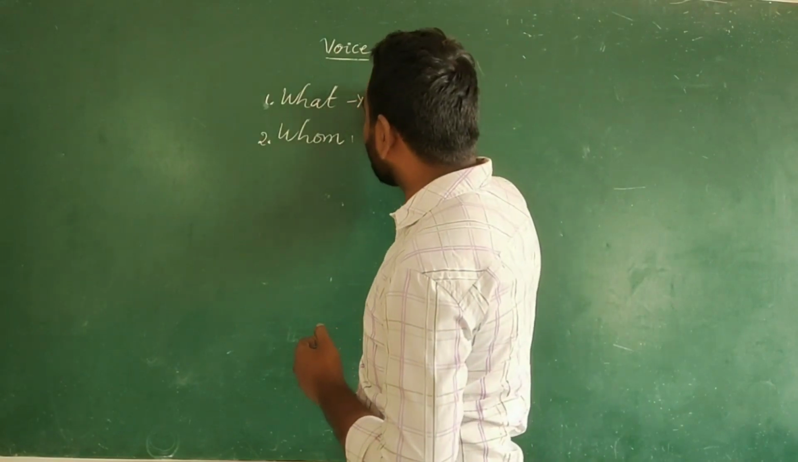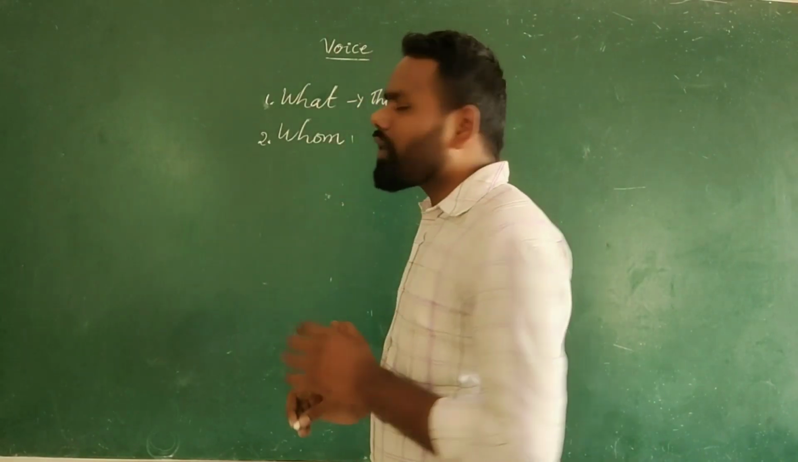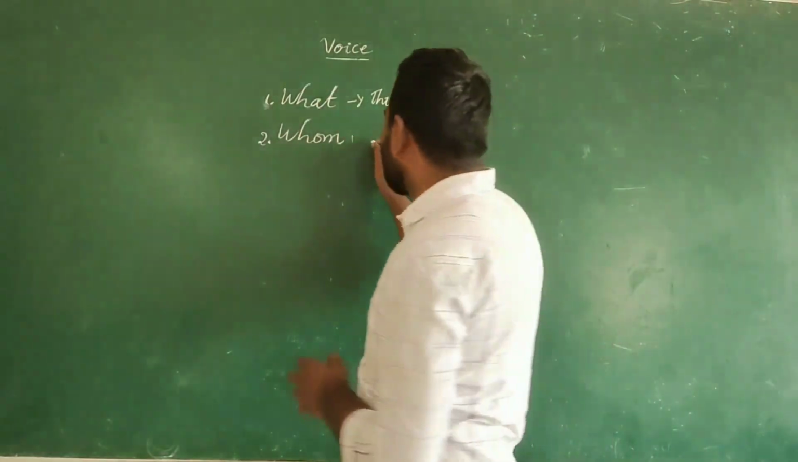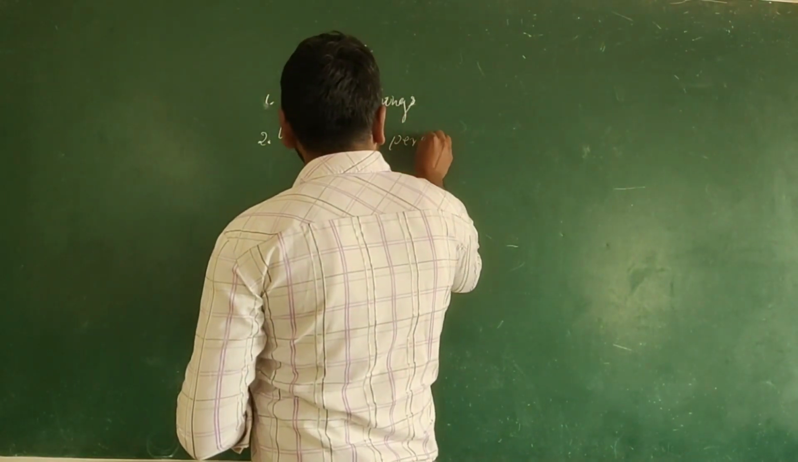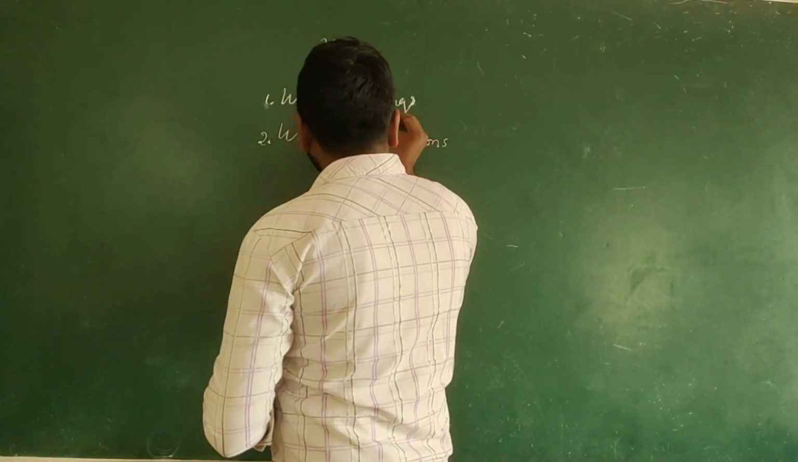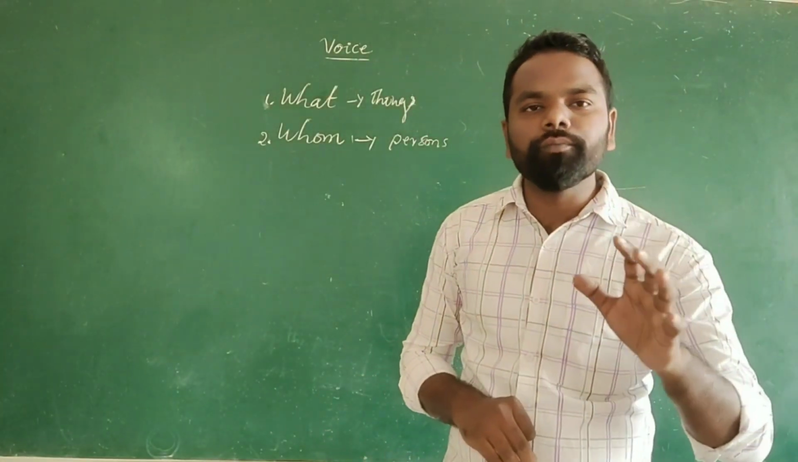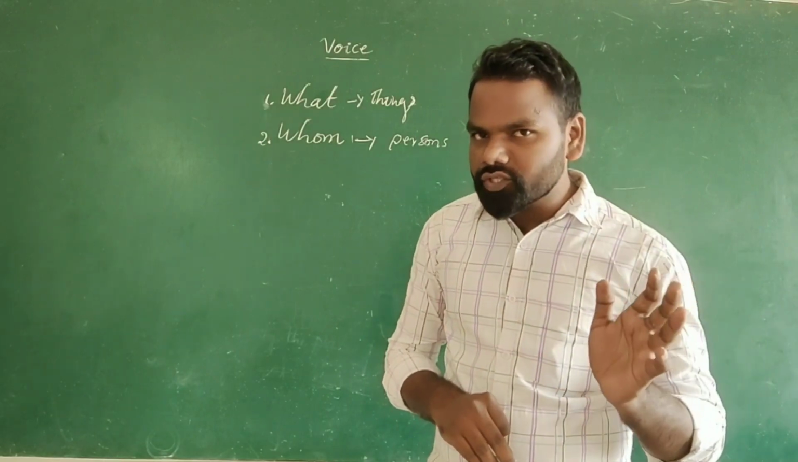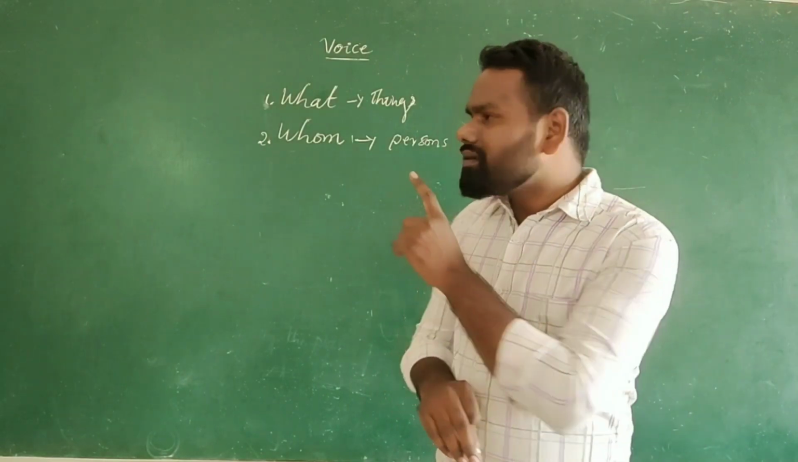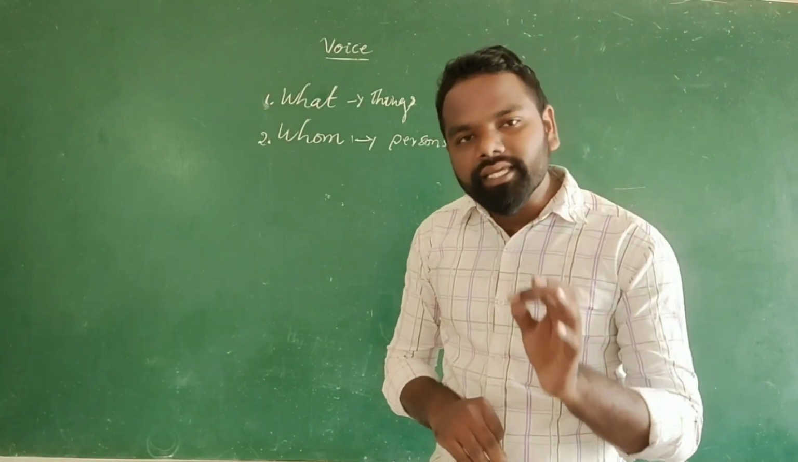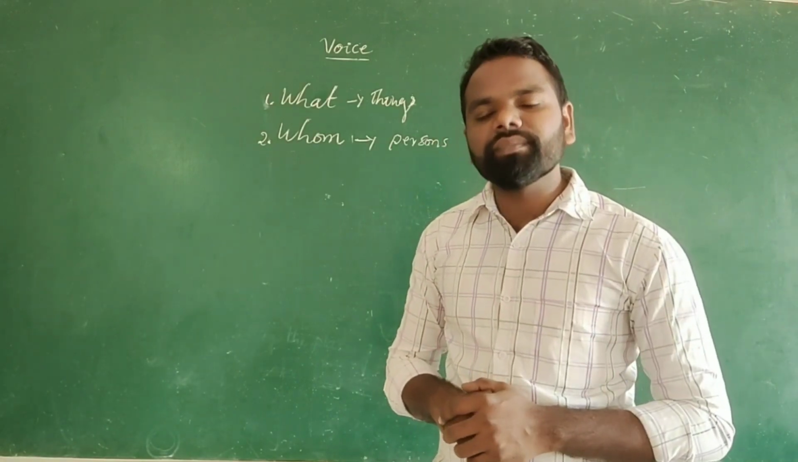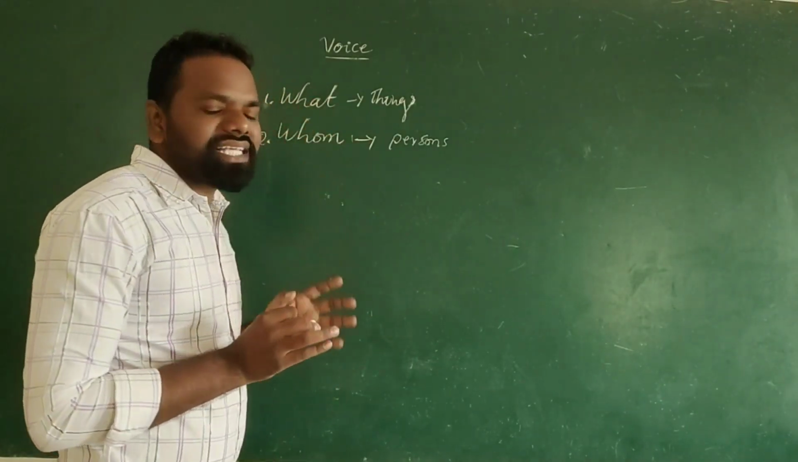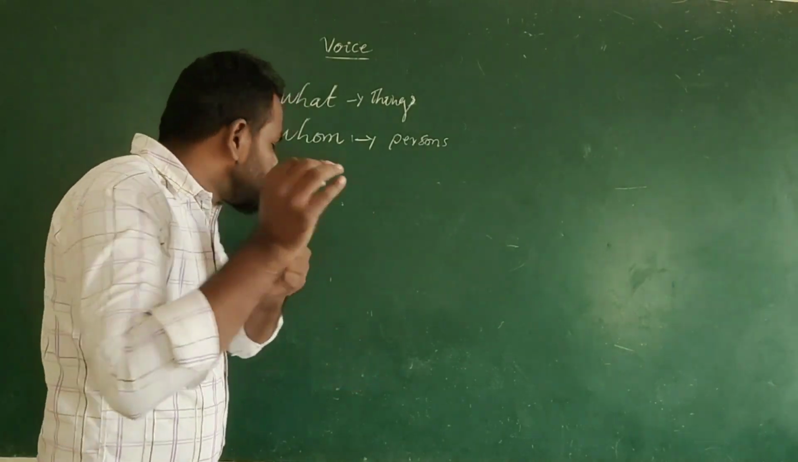What do we use for the things? When we are talking about things, we use what. And whom is about persons. When we think about persons, we use whom. These are the two questions. Clearly, we should understand how to change active voice to passive voice. If we get clear about these two questions, it will be easier for you to change active voice to passive voice. Let us get some examples. How do we ask these two questions to the sentence? Let us find out now.